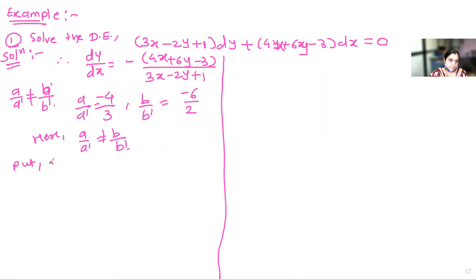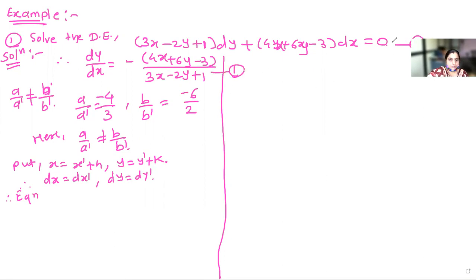Put x is equal to x dash plus h, y is equal to y dash plus k. Given equation becomes, differentiate, dx becomes dx dash, dy becomes dy dash. Therefore equation 1 becomes, give here equation number 1 for the given equation. Here give equation number 2. So therefore equation 2 becomes, how could we write equation 2?